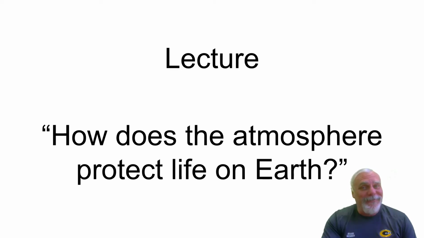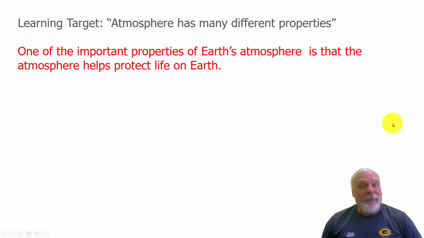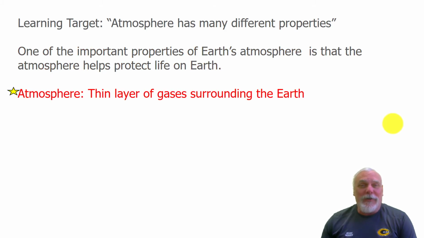Let's get started. Our learning target is that our atmosphere has many different properties. One of the properties, a very important property of our Earth's atmosphere, is that the atmosphere helps to protect life here on Earth, including you and me. Let's start with the definition of atmosphere. The atmosphere is a thin layer of gas surrounding the Earth.